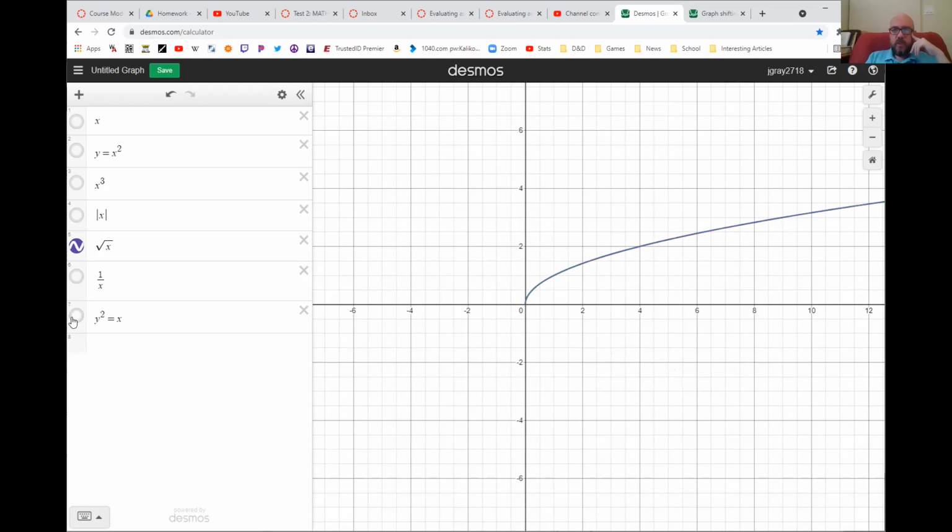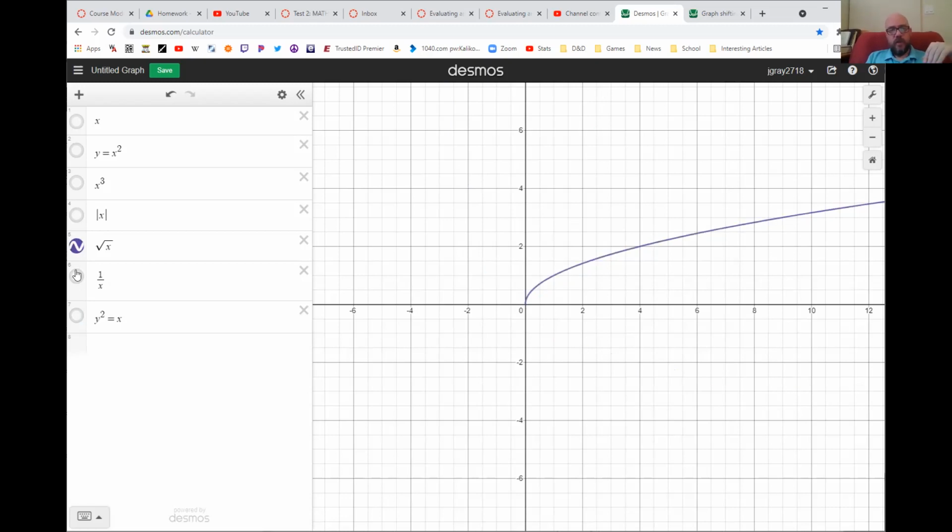Well, root x is just the left arm, or the top arm in this case, I guess. And so if you remember what y equals x squared looks like, just draw that sideways and then erase the bottom. Because it's the same thing. It's literally the same function, but only half of it.